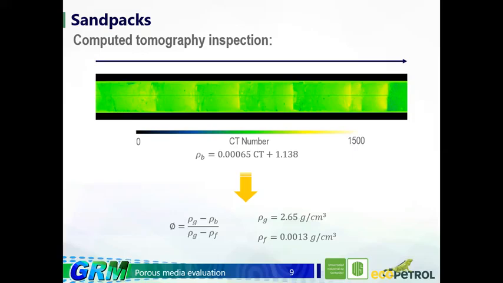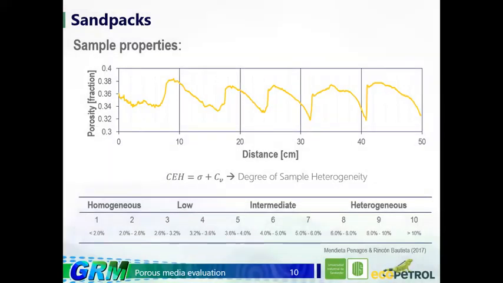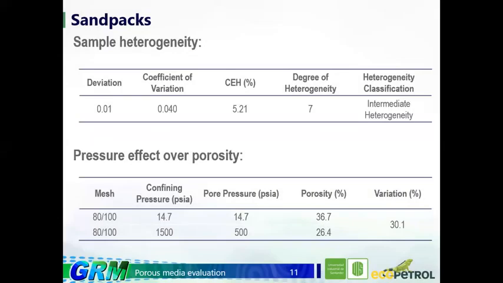Once we obtain the porosity, we can see that there is a variation of the property along the whole core. So we suggest using a degree of sample heterogeneity, developed by Mendieta Penagos in 2017. This degree of sample heterogeneity could classify samples into low, intermediate, and heterogeneous.